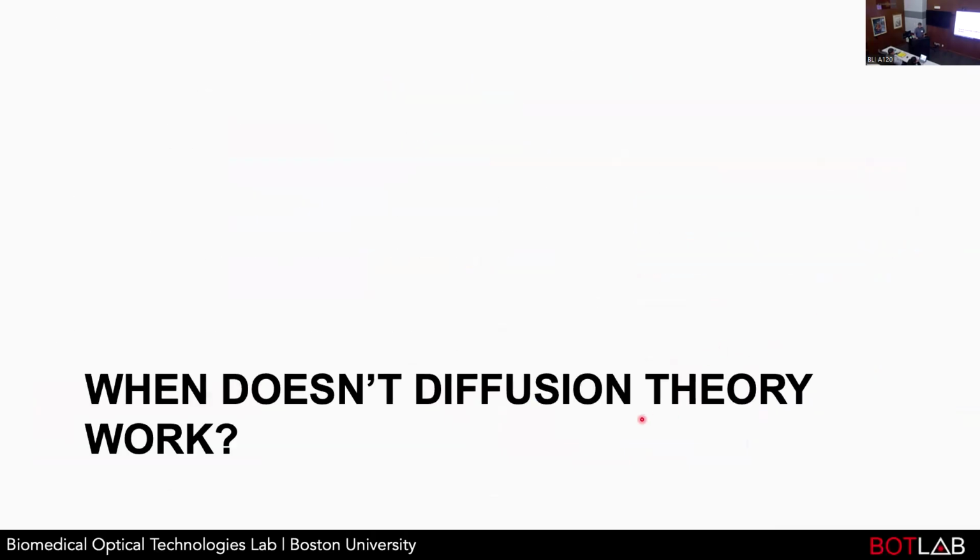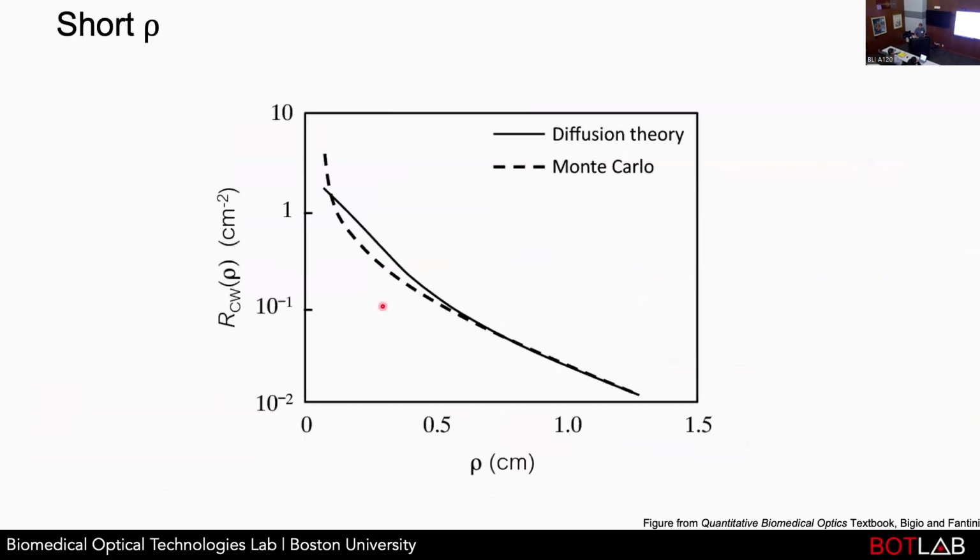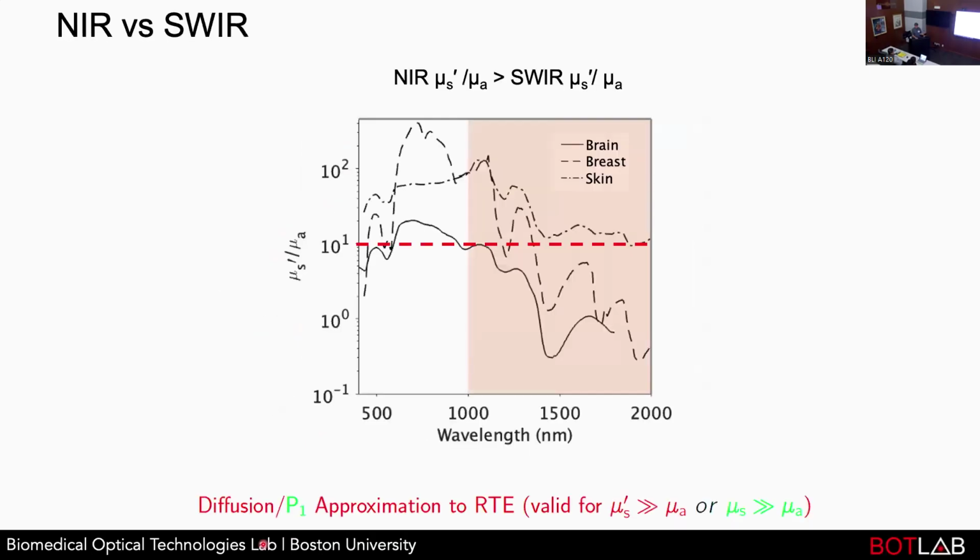Okay, but when doesn't diffusion theory work? Back to your question. So when you're very close to the source, so here's rho 0, here's diffuse reflectance. You can see if you plot what diffusion theory tells you versus Monte Carlo, there's divergence, and the divergence is the worst close to the source. So often you don't want to use this for close source detector separations.